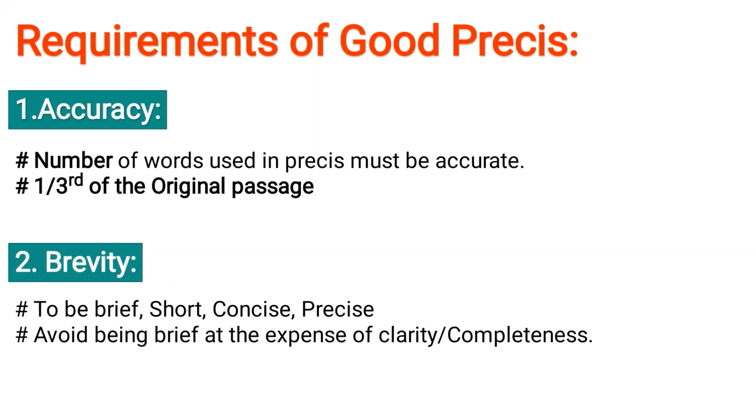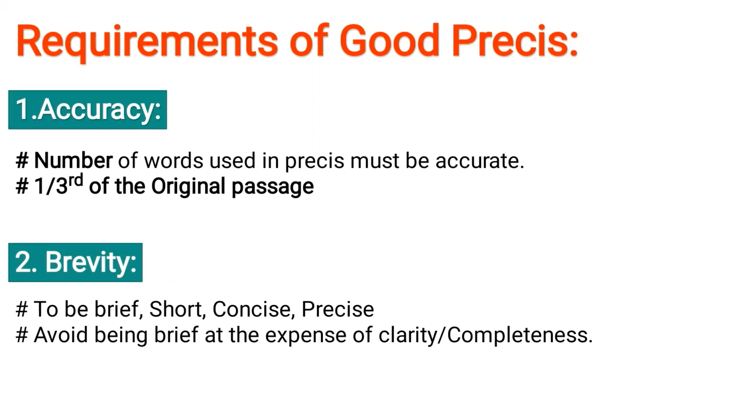Number 2, or the second requirement of a good Precis, is brevity. Now by brevity we mean shortness, to be brief, short, concise, precise. Now when we are making a Precis, we know that it is always smaller than the original passage. As I discussed earlier, it is 1/3 of the original passage. So when you are making a Precis, it should be brief, short, concise and precise. And another important point, avoid being brief at the expense of clarity or completeness.